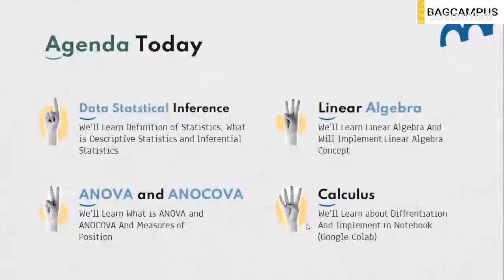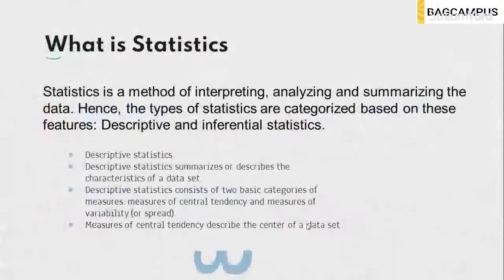So let's get started with what is statistics. Statistics is a method of interpreting, analyzing, and summarizing data. Hence, statistics can be categorized into two types. These are descriptive statistics and inferential statistics.